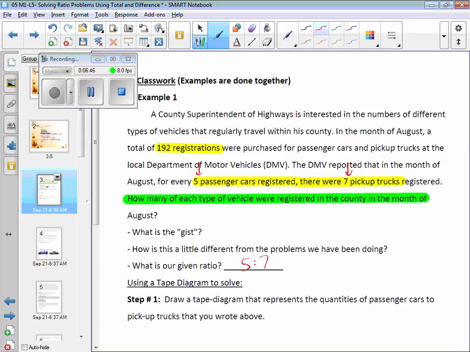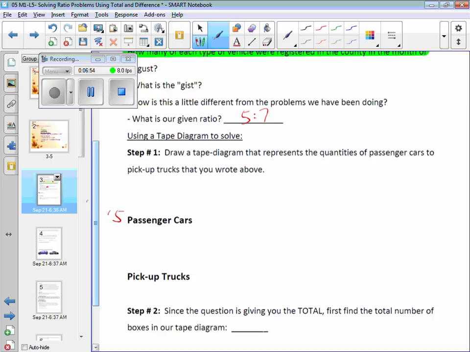And we're going to start the tape diagram like we've been doing all along. We're going to make 5 boxes and 7 boxes. Remember to put the actual ratio numbers before the labels because it helps you to see it. And if you can remember, I told you this last week, try to make your boxes line up. If you take a look at my boxes, see how they kind of line up. My first box for passenger cars is directly above pickup trucks. It will come in handy more so when we do the second example.